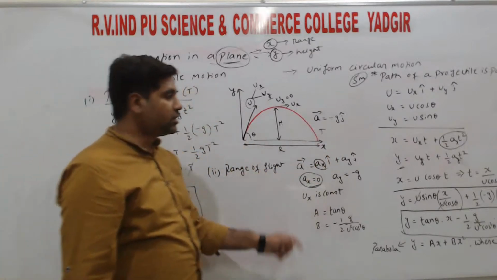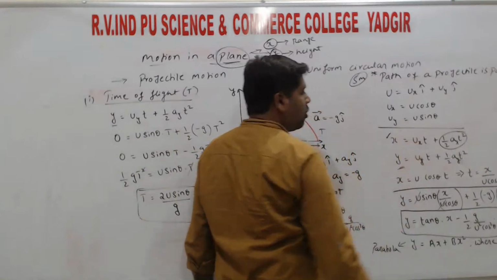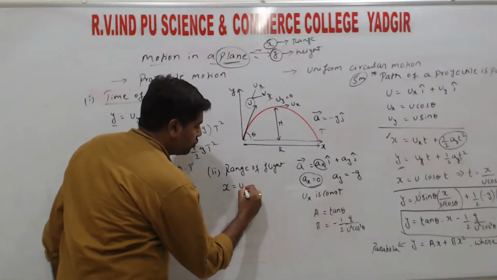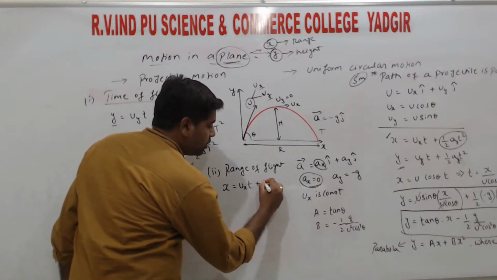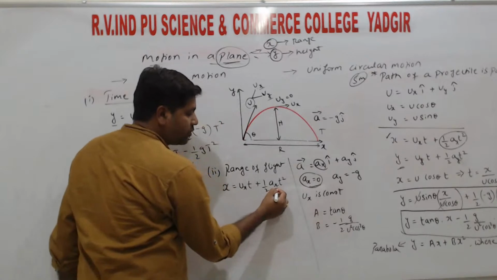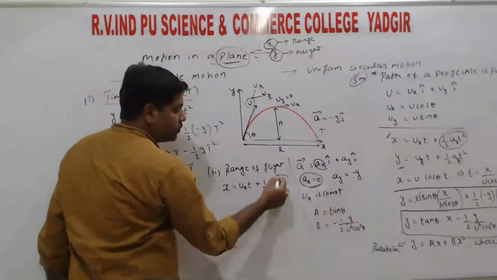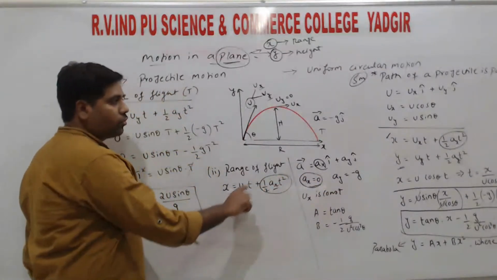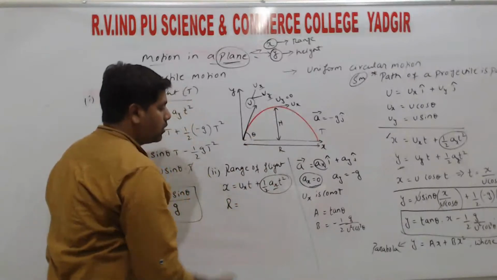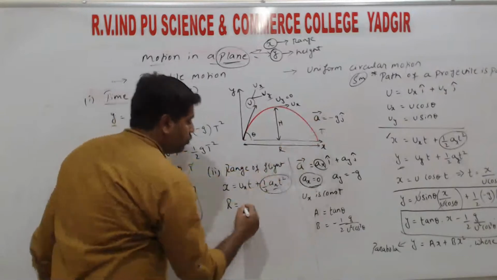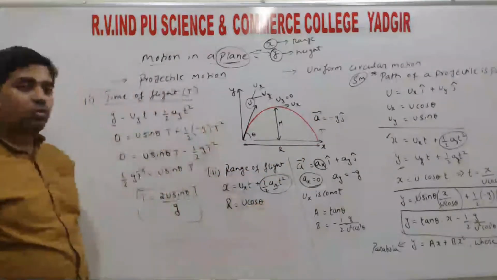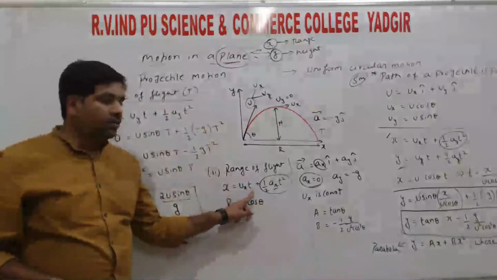So horizontal distance means we need to take horizontal displacement x, right? So x is equal to uxt plus half ax t square. But ax value is 0, so this whole term becomes 0. So ux value is u cos theta, right? So time of flight.